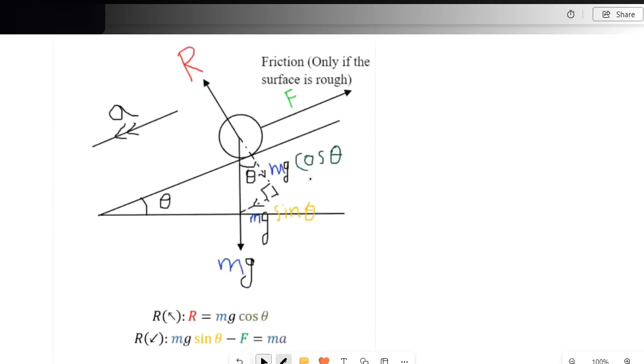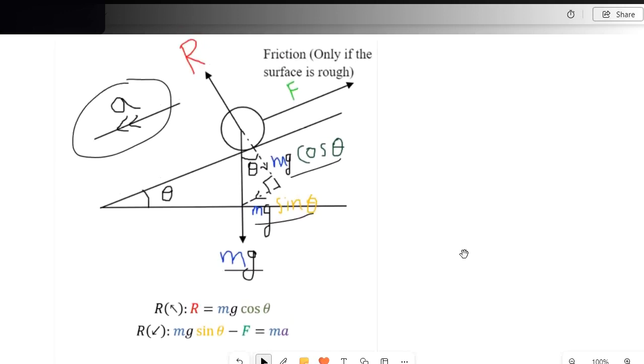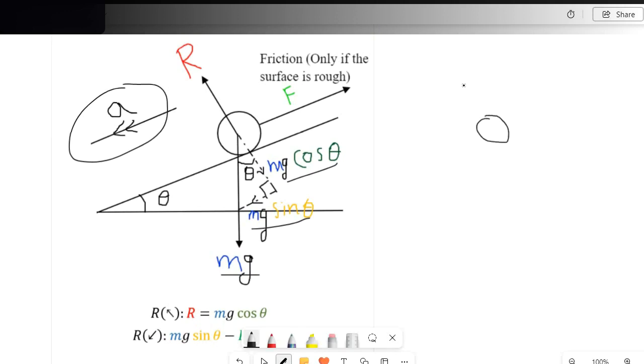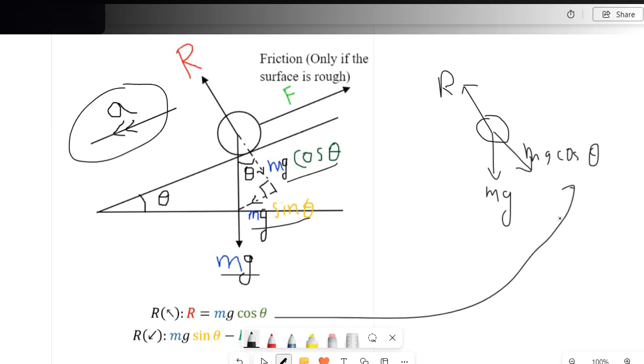As discussed previously, if we have a full force diagram, this should be the reaction force and this should be the friction, only if the surface is rough. According to our logic before, the component perpendicular to the plane should be mg cos theta, and the component of weight parallel to the plane should be mg sin theta, and this should be mg. If the particle accelerates downwards as shown here, we can say that R is equal to mg cos theta, because this should be the normal reaction force, which is perpendicular to the inclined plane, and this should be mg or weight. If the angle is theta, this component should be mg cos theta. So this is our first equation, R is equal to mg cos theta.